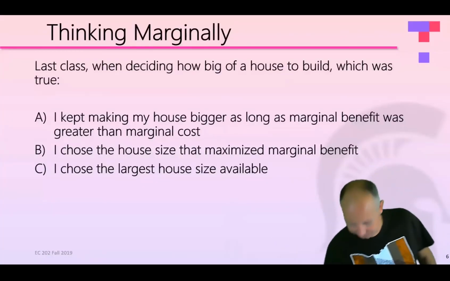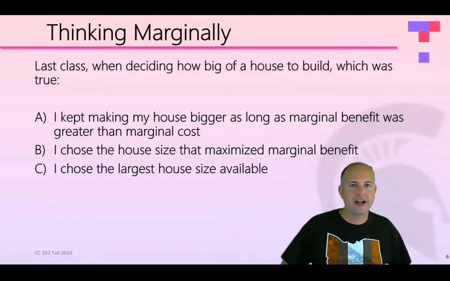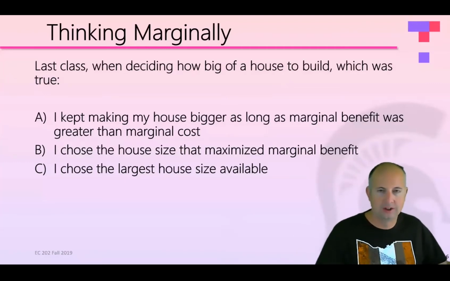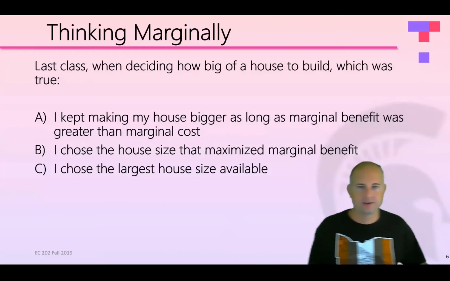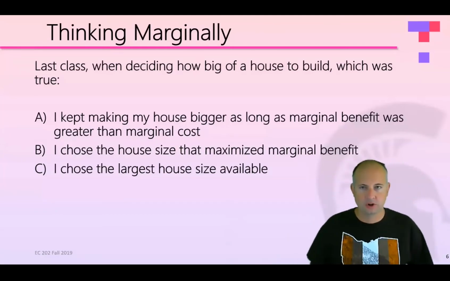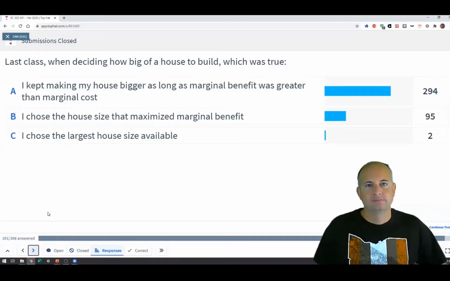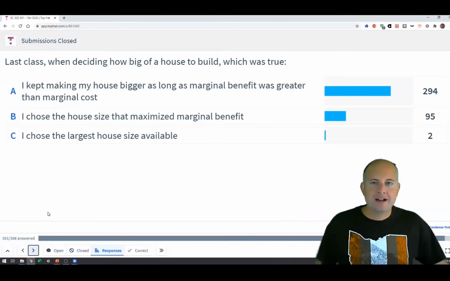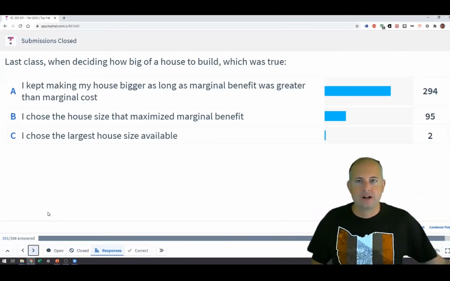Last class, when deciding how big of a house to build, which of the following was true? I kept making my house bigger as long as marginal benefit was greater than marginal cost. I chose the house size that maximized marginal benefit. I chose the largest house size available. Yes, I kept making my house bigger as long as marginal benefit was greater than marginal cost.